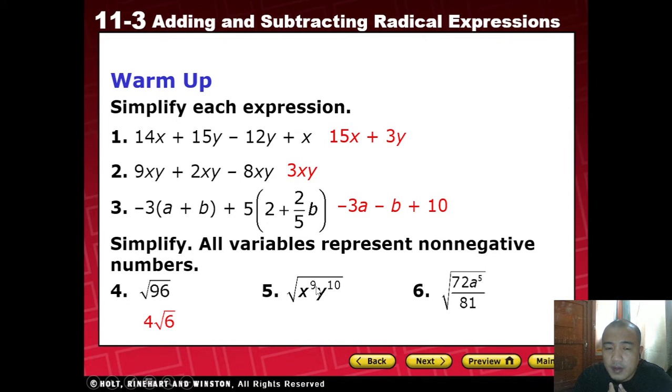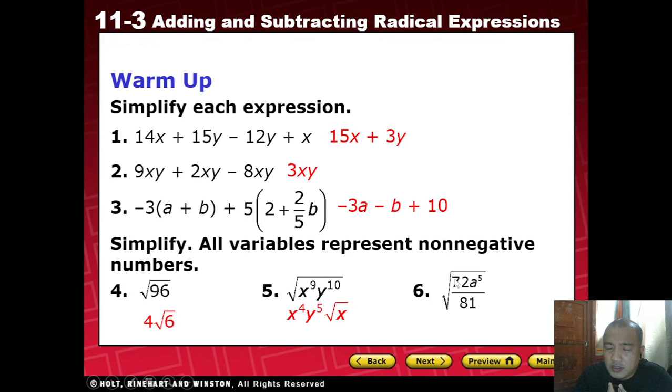How about in number 5? 9 is an odd number, so it means you factor it: x to the 8 and x. Then just divide the exponents here by the index 2. So x to the 4th, y to the 5th times the square root of x is the answer.